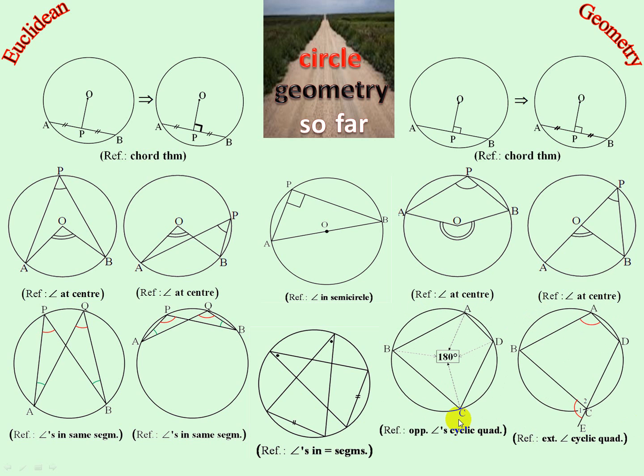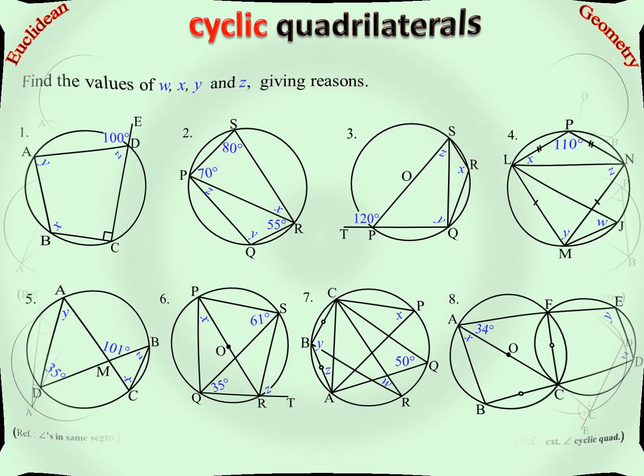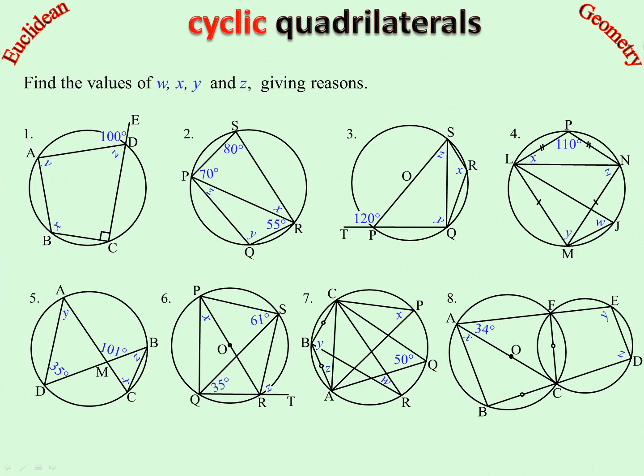And now we have that the opposite angles of cyclic quad add up to 180, so the one with the filled arrow with the one with the filled arrow gets 180, the one with the open arrow with the one with the open arrow gets 180 degrees. And finally we have the exterior angle cyclic quad. The exterior angle, by producing one side, the exterior angle equals the interior opposite angle. Let's do some examples.